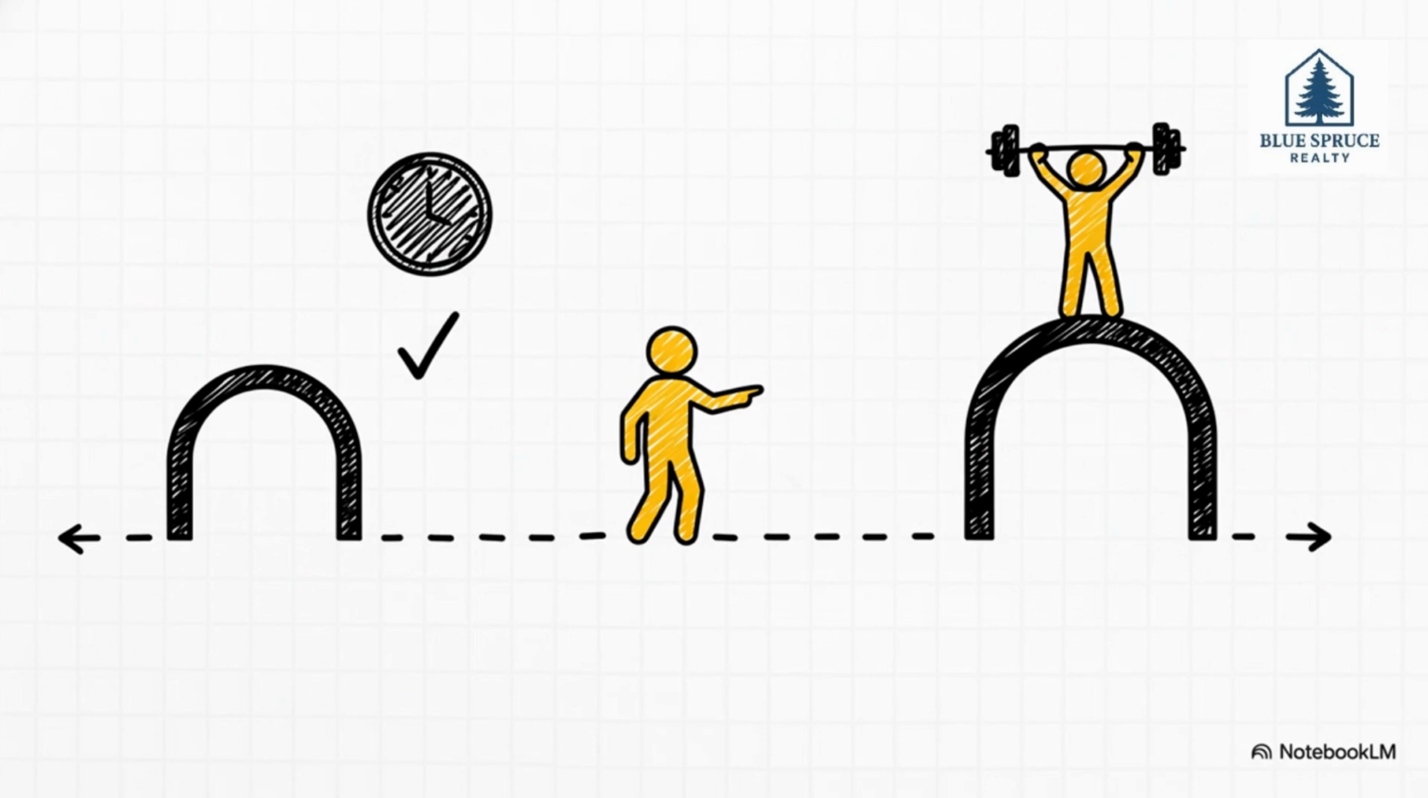Okay, so let's say you've cleared the time test. Fantastic. But we're not done yet. There is a second hurdle, material participation. And this test zooms in specifically on how involved you are with the rental properties that you personally own.